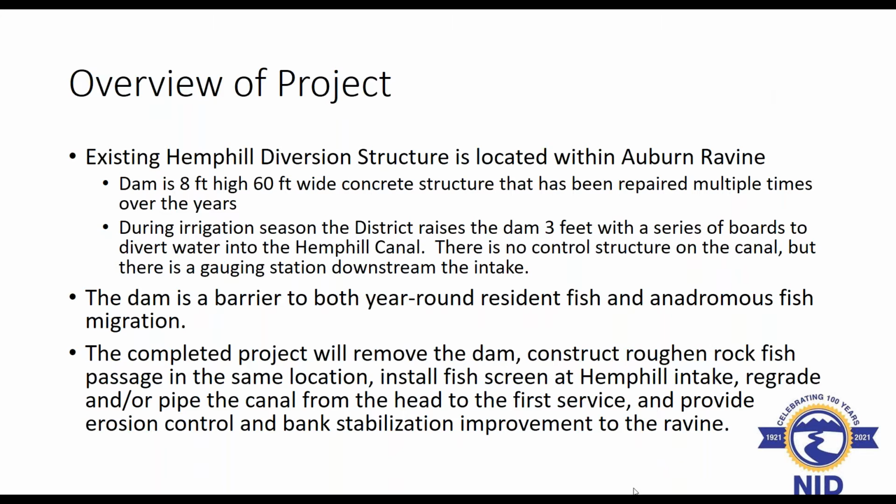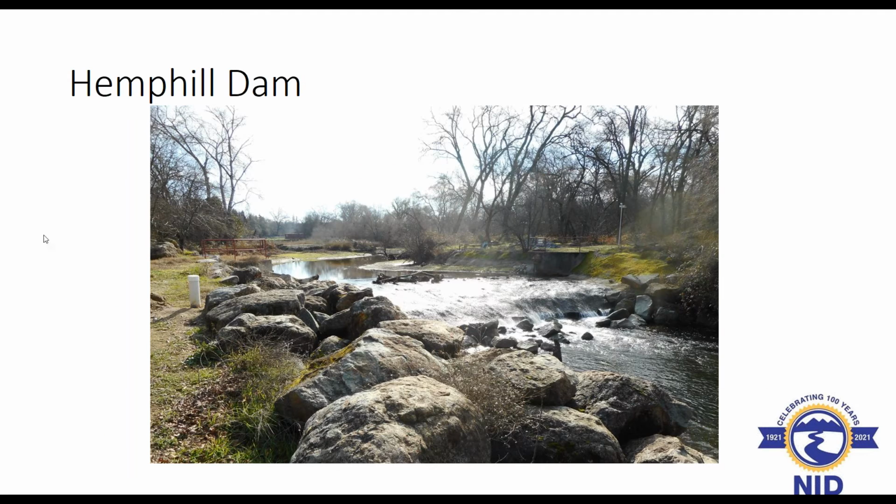Here we go. So here's a picture of the Hemp Hill Dam. This is during non-irrigation season. Our irrigation season runs mid-April through October 14th. That's when we put those flashboards in. So this picture here was taken off season, and so you can just see portions of the dam as well as our head structure.